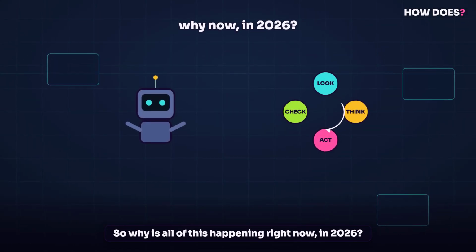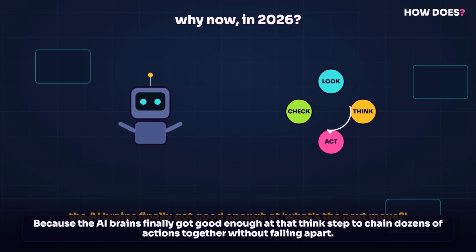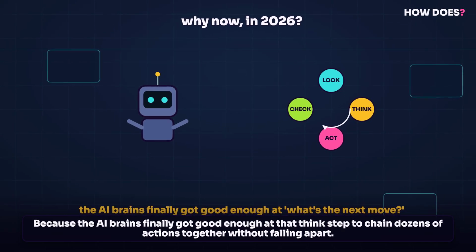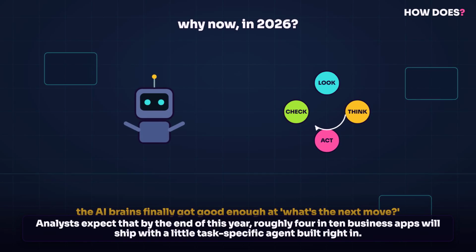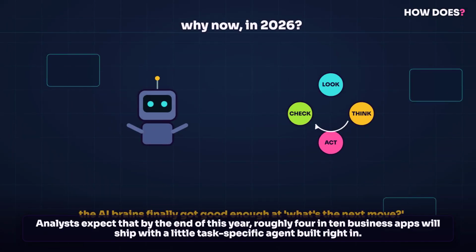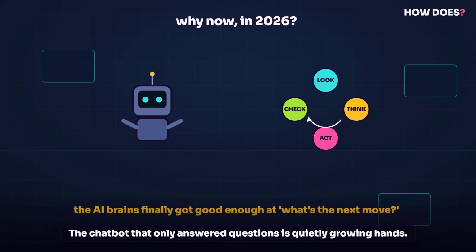So why is all of this happening right now, in 2026? Because the AI brains finally got good enough at that think step to chain dozens of actions together without falling apart. Analysts expect that by the end of this year, roughly 4 in 10 business apps will ship with a little task-specific agent built right in. The chatbot that only answered questions is quietly growing hands.